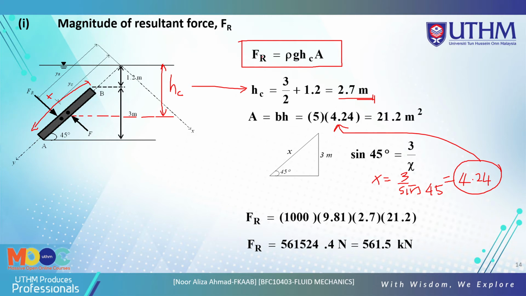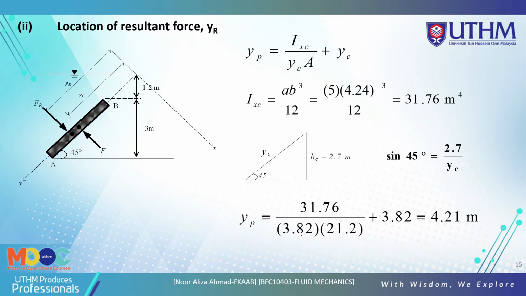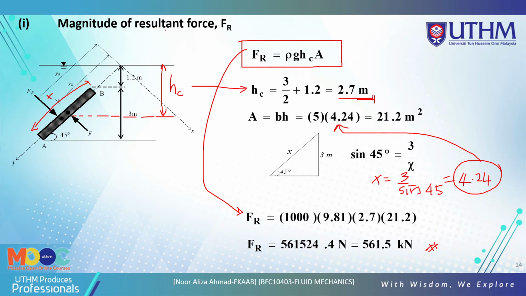Now to get the hydrostatic force, you just put the density of water times the HC, which is 2.7, times the area. So you get the hydrostatic force based on this value. This is the concept for the calculation, to get the magnitude of the resultant force or hydrostatic force. You know the magnitude here, 2.7, and the X here, 4.24. So you get the hydrostatic force.